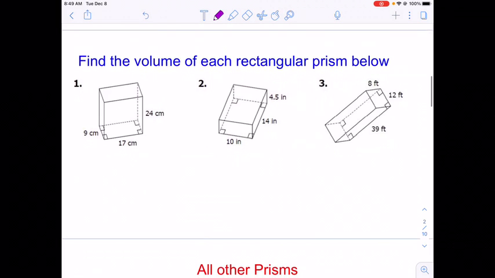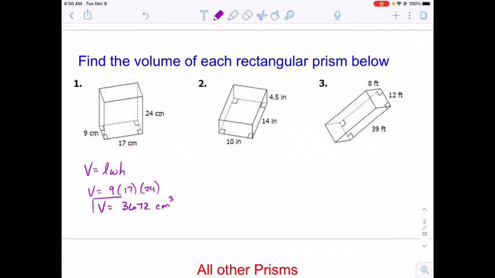So let's look here and practice this. We're going to use volume is equal to length times width times height. So it doesn't really matter which one you call your length, width, and height. You're just going to multiply all three together. So we're going to do 9 times 17 times 24. Now, as we calculate this answer, we're going to get 3,672. And our units, because we're multiplying centimeters times centimeters times centimeters, we get centimeters cubed.